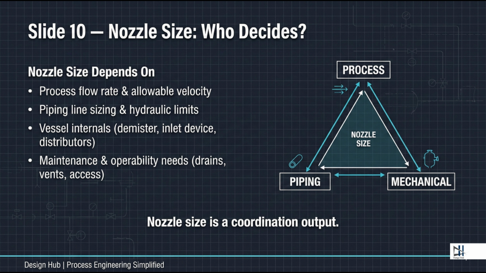Now here's the job-ready rule. We don't select nozzle size by emotion, like, let's keep it 6-inch to be safe. Oversizing can also be harmful because bigger openings remove more shell area, increase reinforcement, increase costs, and create layout clashes. So the correct approach is process proposes, piping confirms, mechanical finalizes in the nozzle schedule. That's how you produce a nozzle schedule that passes review and works at site.